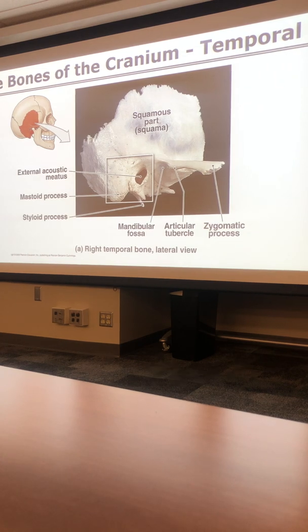Temporal bone. There's actually two of these, one on the right, one on the left, and they contribute to the lateral and the inferior walls of the cranium. You can see it in orange.